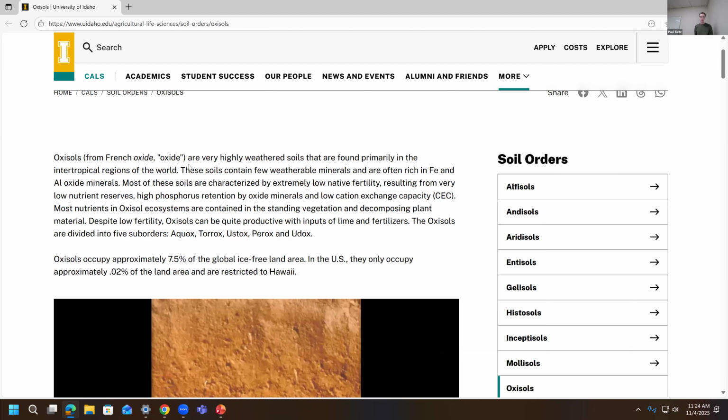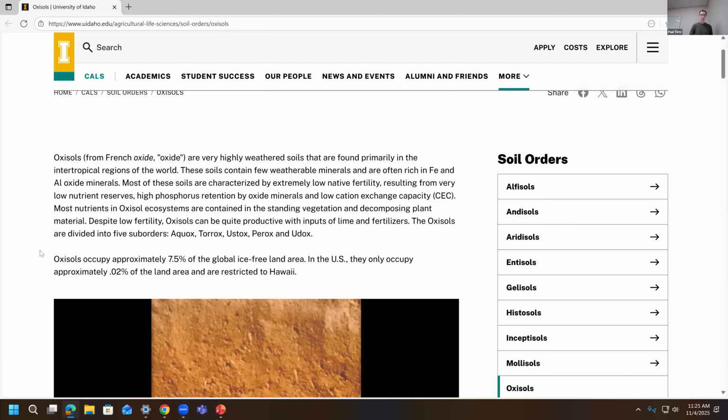So kind of by definition, these oxisols are characterized by extremely low native fertility, high phosphorus retention by the oxide minerals that are there, and low cation exchange capacity. So not very inherently productive soils. That's not to say that they don't grow a lot of things. That just requires a lot of inputs, lime and fertilizers, perhaps. So you can still use oxisols for agriculture. It's just a little more difficult.